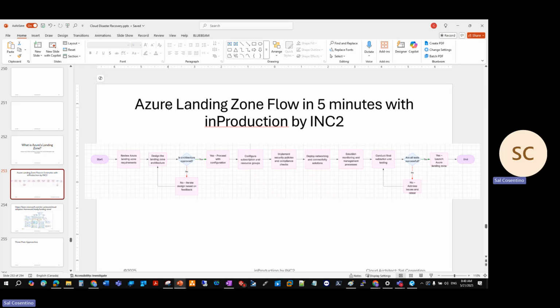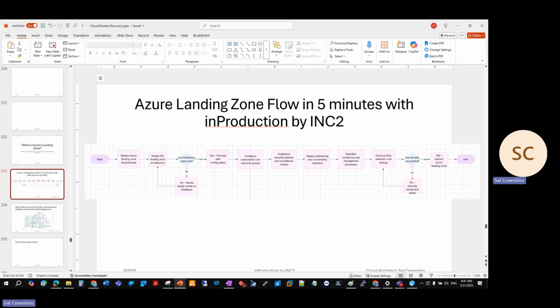When we look at the flow in 5 minutes, we want to start off by reviewing our landing zone requirements. It's important that we review those requirements as per documentation so that we get an understanding of what we need and why we need it. Our next step is to design our landing zone architecture. As architects or as developers, we're not just doing the work, but we're also designing the zone architecture. And then from there, is the architecture approved? Yes or no?